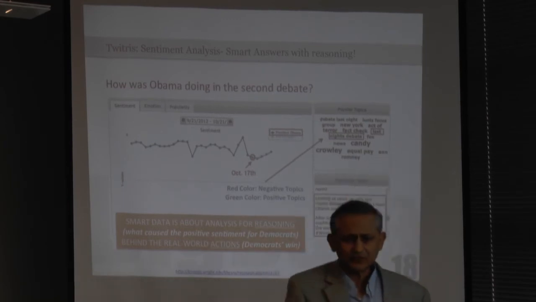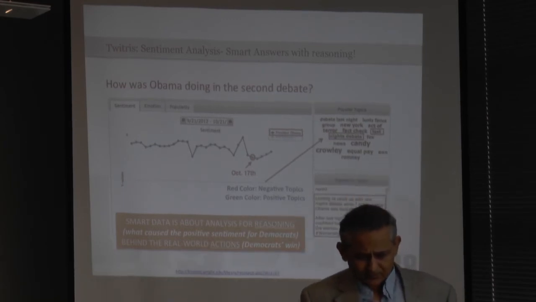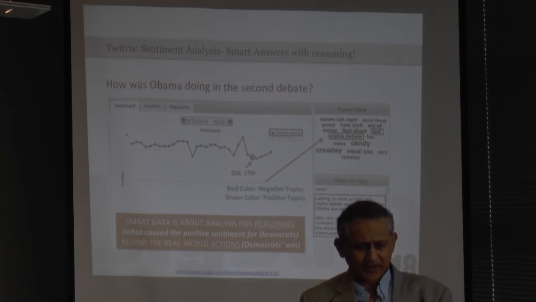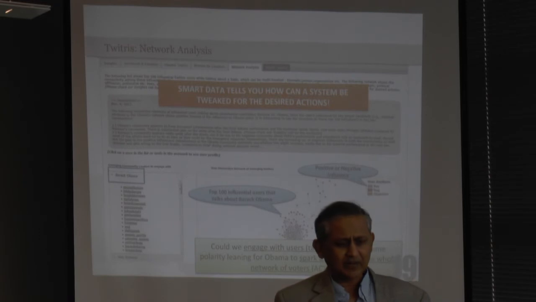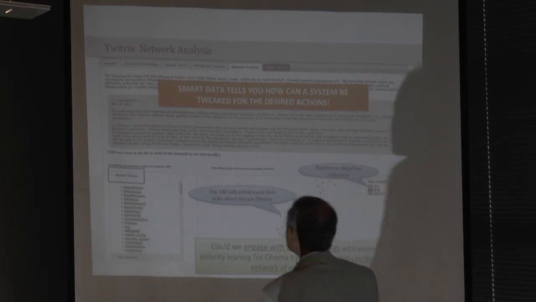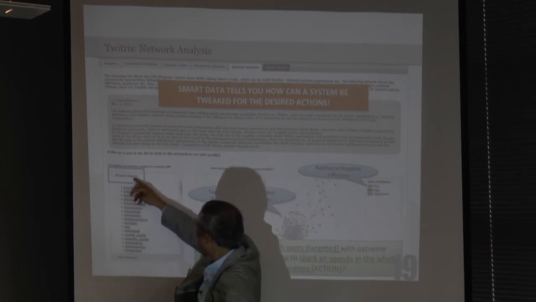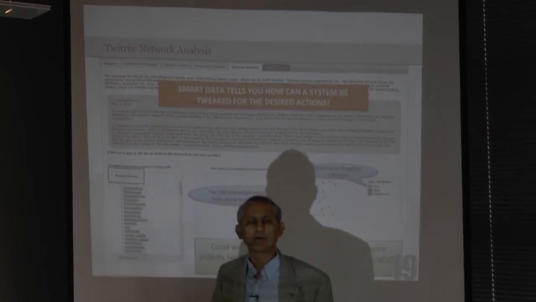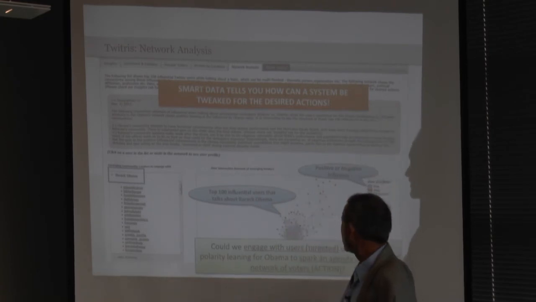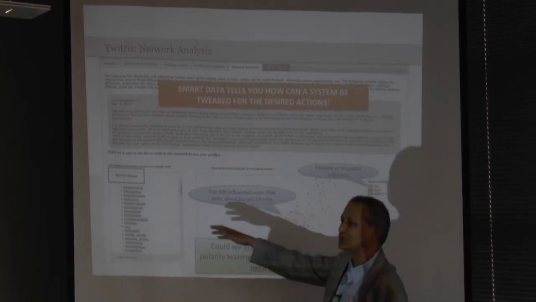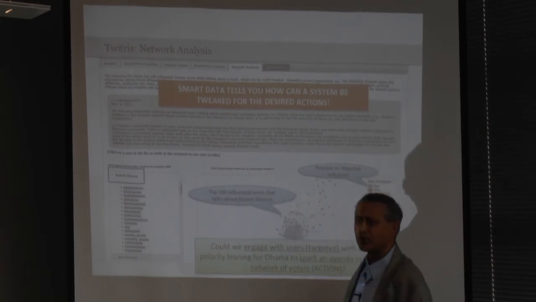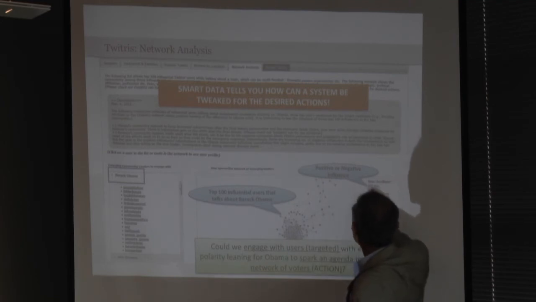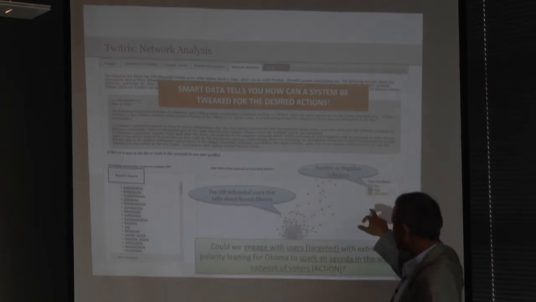Right? So what happened here behind this? You say smart data is about analysis for reasoning behind real world actions. Democrats win. Now here is a network tab, and in this case, who are the influential posters that talk about Barack Obama, or actually who are the most frequent posters, and then this is a graph of how they are connected to each other. So this graph shows the top 100 influential users that talk about Barack Obama, and it says who are the positive influencers and who are the negative influencers.